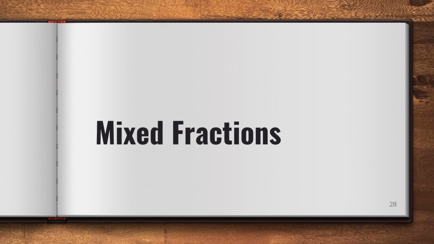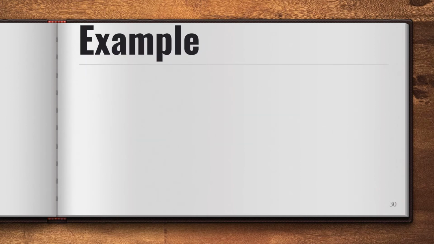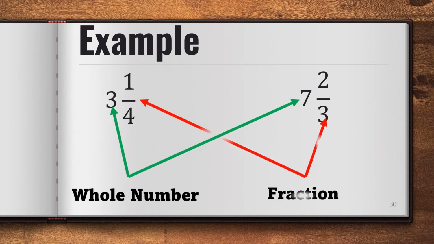Okay, so let us have first next mixed fractions. For the mixed fractions, what are mixed fractions? When we say mixed fractions, or mixed numbers, these are quantities that have a whole number part and a fraction part. And here are the examples of mixed fractions. We have 3 and 1/4, and you have 7 and 2/3. 3 and 7 are considered as the whole numbers, and 1/4 and 2/3 are the fraction part.